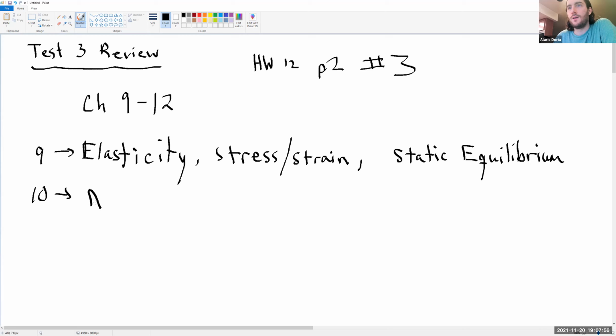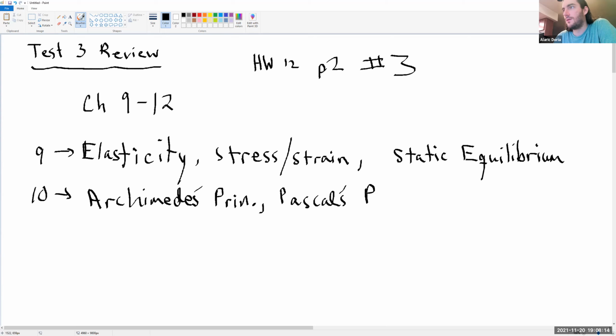So we talked about Archimedes' principle, we talked about Pascal's principle, we talked about Bernoulli's principle. A lot of principles in this chapter. And I think that pretty much covers everything in chapter 10, except for some of the smaller topics like phases of matter and things like that.